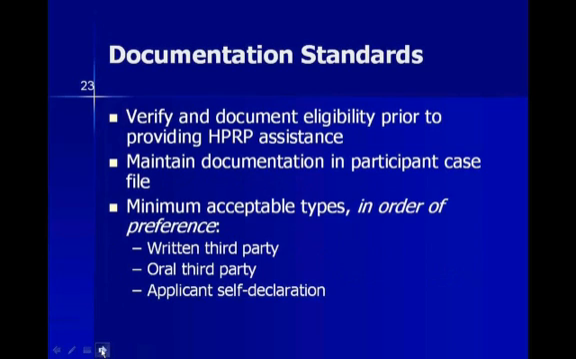That would have to subsequently be documented by the HPRP staff person, noting that a phone conversation was held on such and such date, and documenting the information that's provided. Lastly, applicant self-declaration is just exactly what it indicates. It's an affidavit or verification from the applicant themselves as to their income or housing status. And we'll talk in a moment about when it might be appropriate or acceptable to obtain that.